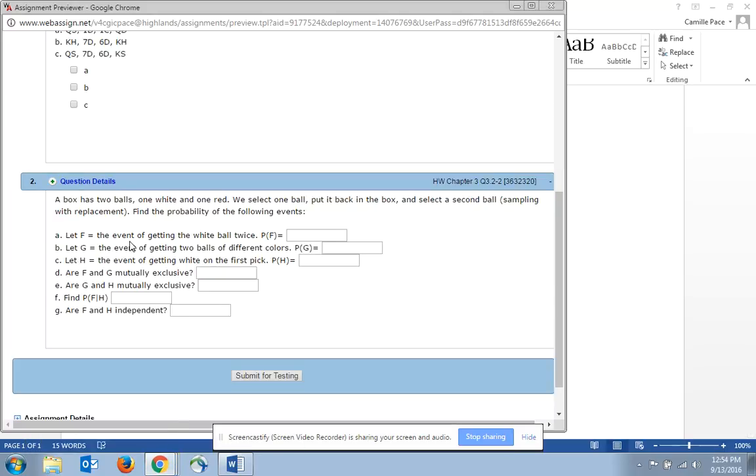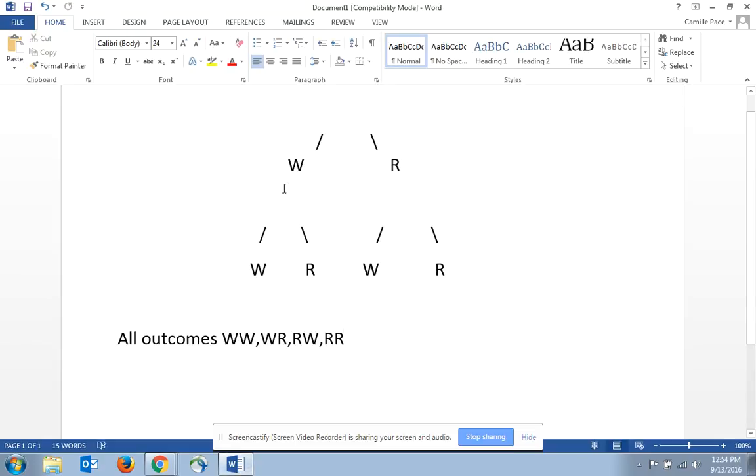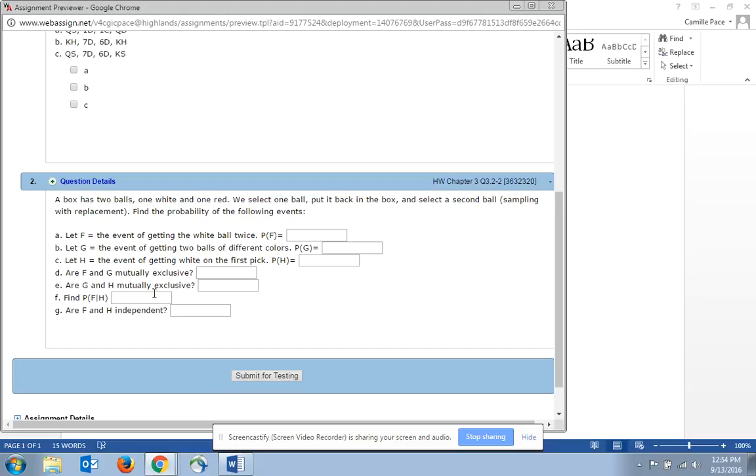So let's look at the next one. The event of getting two balls of different colors. Okay, well, this gets interesting. It can't be the white white. It can be the white red, and it can be the red white, but not the red red. So that's why I did that. So go ahead and work with these and see if you understand it.